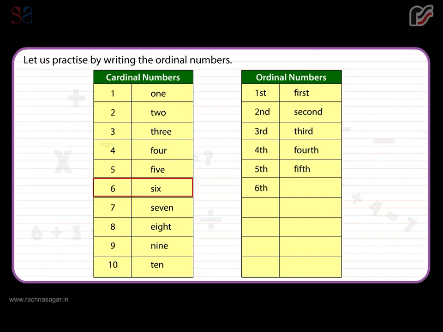Ordinal number of 6 is sixth. Ordinal number of 7 is seventh. Ordinal number of 8 is eighth. Ordinal number of 9 is ninth. Ordinal number of 10 is 10th.